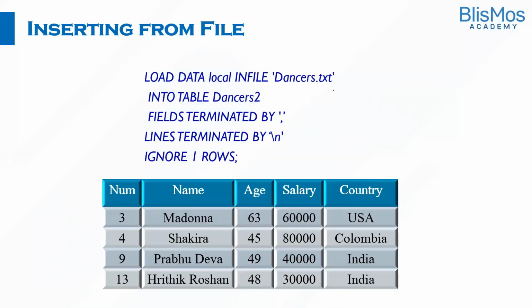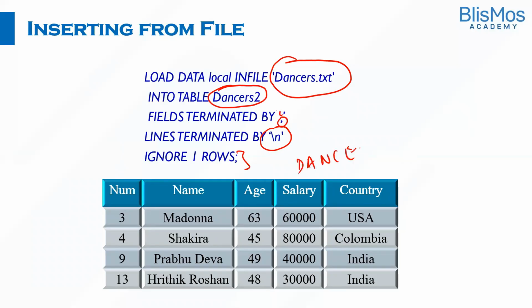Just extending on the syntax, we are taking an example here. We are saying LOAD DATA LOCAL INFILE. The name of the file is dancers.txt, INTO TABLE dancers2. This is the name of the table into which we are loading the data. In this case, we have FIELDS TERMINATED BY comma, and there is a new line. We're ignoring the first row because there are column headings. After running this, the dancers2 table is populated with the data.